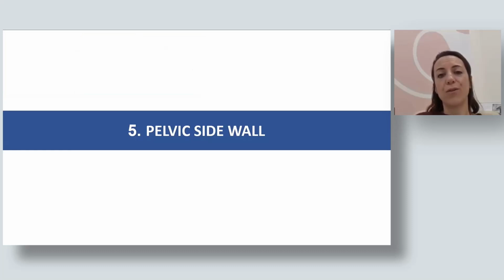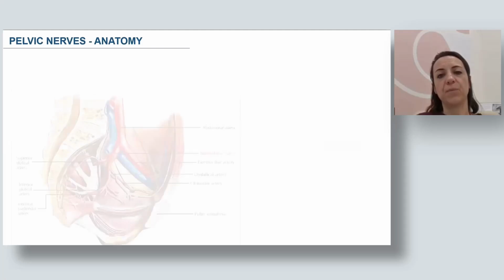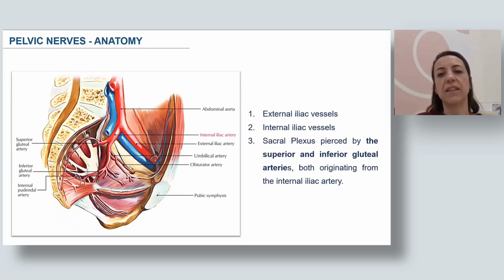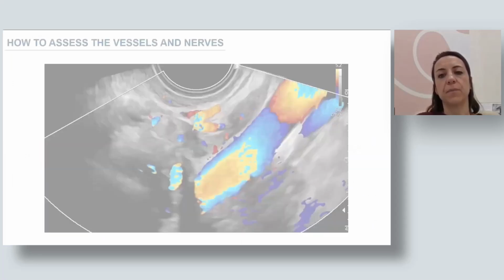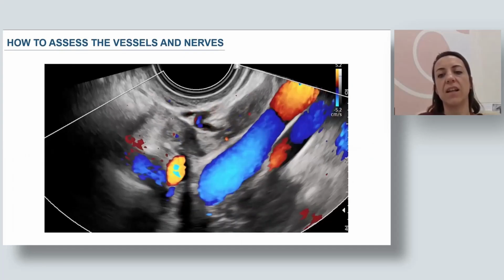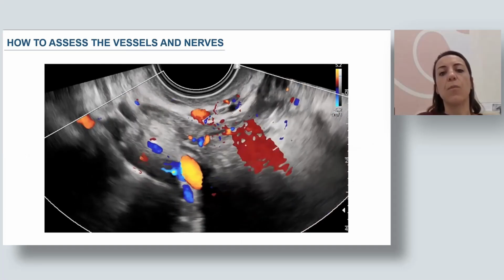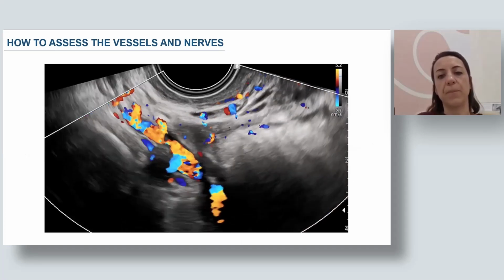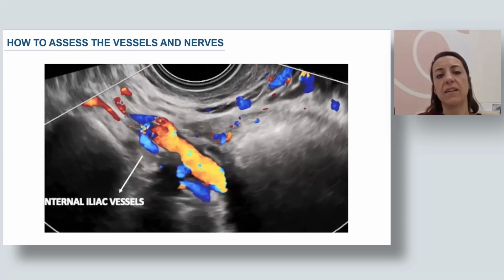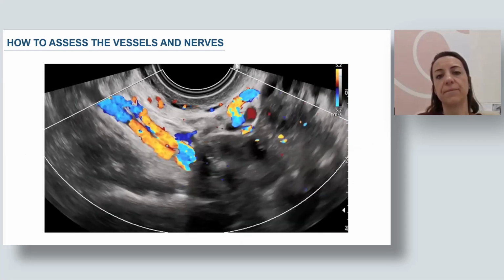Finally, we can also assess the pelvic side wall, in particular the external iliac vessels, internal iliac vessels, and the sacral plexus. In this video, we can recognize the external iliac vessels. Then, moving the probe medially, we can recognize the internal iliac vessels.